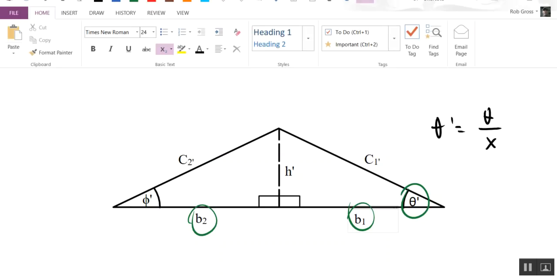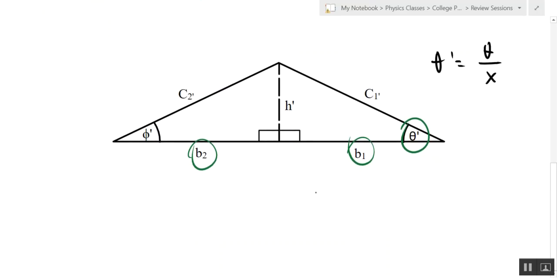So the cosine of the new angle, theta prime, is what exactly? What do I write down? B1 over C1, technically C1 prime, but you get the idea, the new C. So you can use that to find C1 prime because you know B1 and theta prime. The only thing you don't know is C1 prime. So now you know C1 prime. Right? Everyone understands that? The only thing we have to find now is C2 prime. That's the only thing left to find.